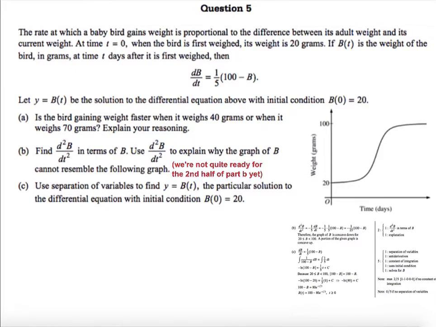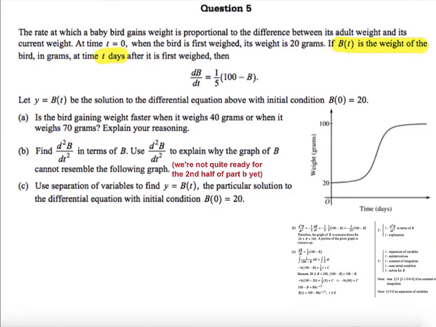At time t equals 0, when the bird is first weighed, its weight is 20 grams. If B of t is the weight of the bird, that's big. They gave you a variable here. In our last few videos, we had to figure that out for ourselves, but here they helped us. B of t is the weight of the bird in grams at any time t days after its first weight. So those are our two variables.